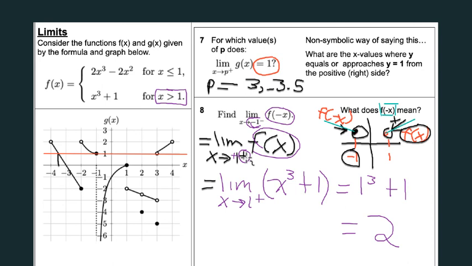Okay, folks, so hopefully that helped. A bit of reflections there, and then this question up here, number 7, is just about reading limits left and right correctly.